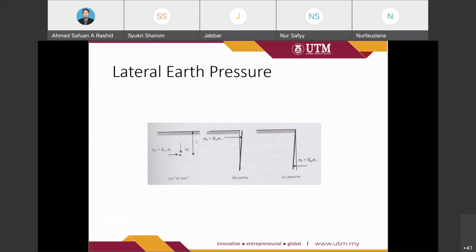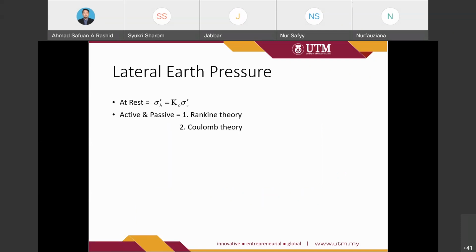So first we need to determine what is the vertical or effective vertical stress. Then we may multiply with the K naught value for at rest, while for the active, we need to multiply with the Ka, and for the passive, we need to multiply with the Kp. Okay, lateral pressure.